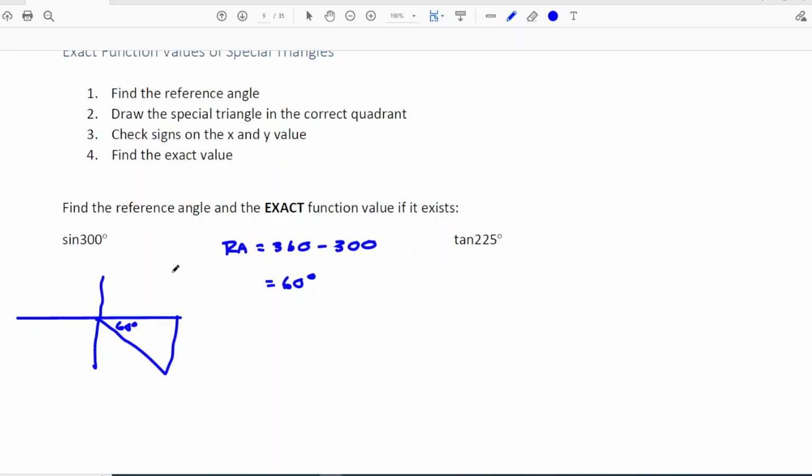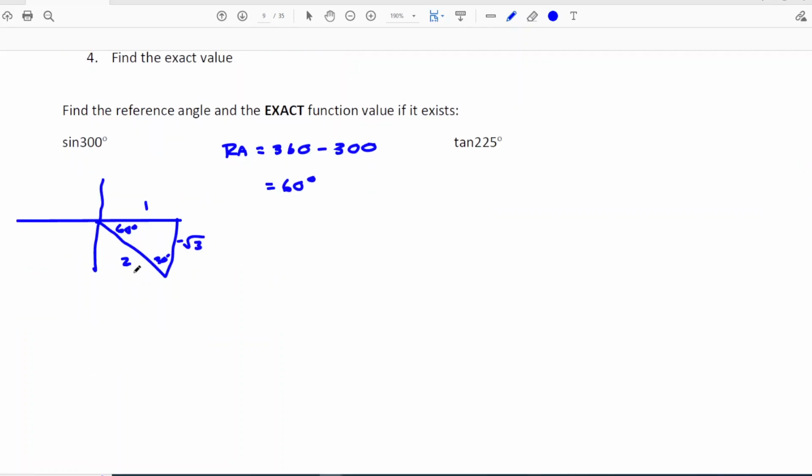Step number 2, now that I know the reference angle, it's always going to correspond to a special triangle. So this is going to be my 30, 60, 90 triangle. The 1 goes across from the 30, the 2 is always the hypotenuse, so the radius, and then the root 3 goes across from the 60. Then you're going to check the signs on the x and the y values. In other words, this is a positive x direction, this is a negative y direction, and then the radius or hypotenuse is always positive. And then we're going to find the exact value. So the value of the sine of 300 is going to be opposite over hypotenuse, or y over r, so it's going to be negative root 3 over 2.